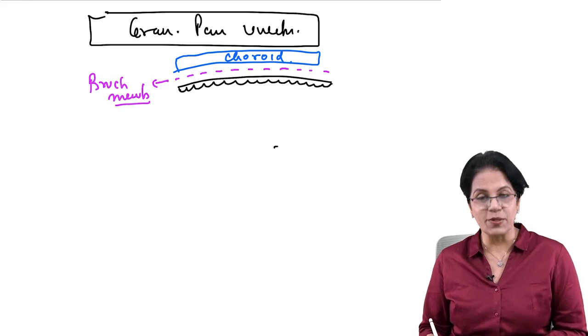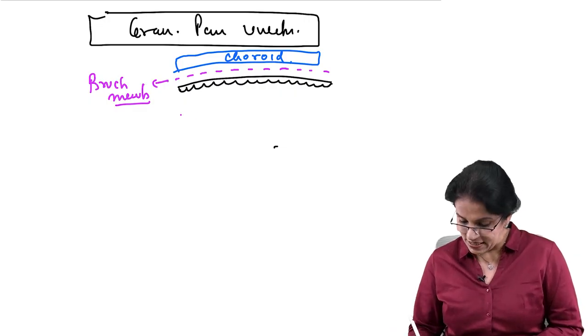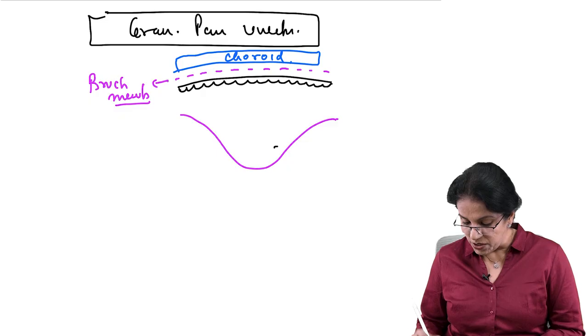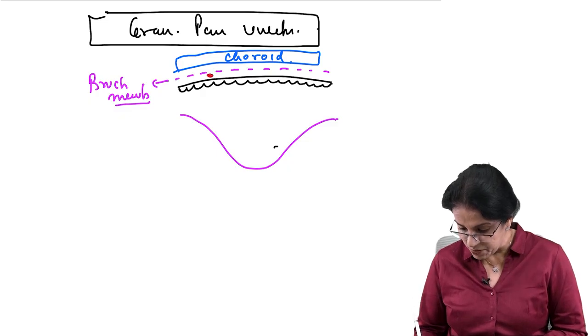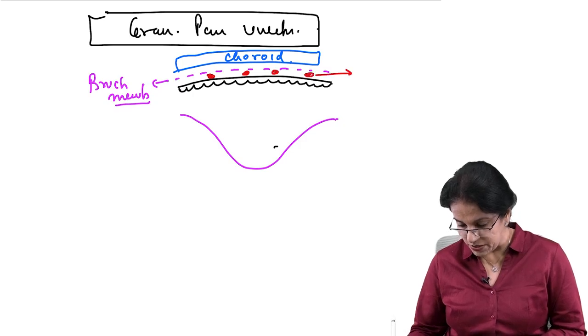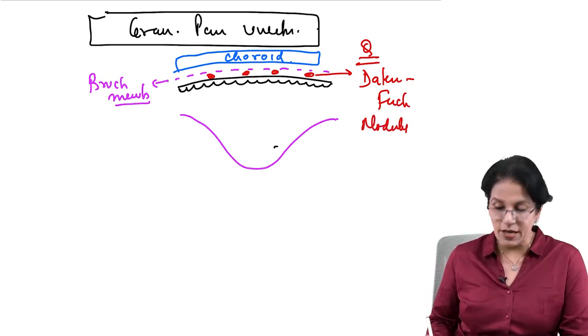Okay, so what I am trying to explain to you, where are the nodules? This is your anterior segment. So nodules actually are present between the Bruch's membrane and the retinal pigment epithelium. And these are called, this is an exam question, Dalen-Fuchs nodules. We call it Dalen-Fuchs nodules. Okay, got it? Right.